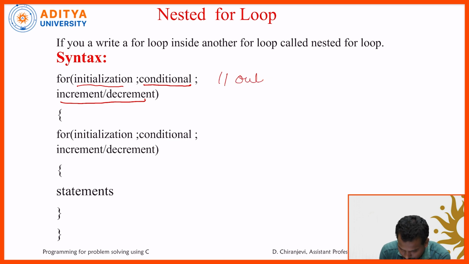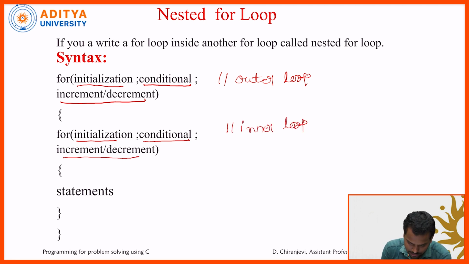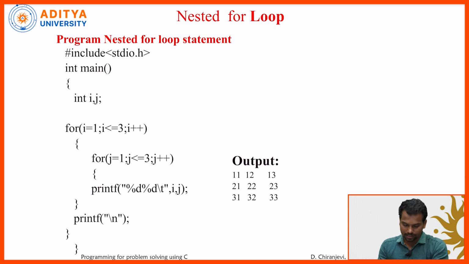So this is the outer loop, and then in the inner loop again we have initialization, condition, and then updation. So this is the inner loop, and then we will have statements inside the inner loop. Okay, so this is the syntax, and we will discuss an example with the nested for loop. So we are printing numbers by using a nested for loop.